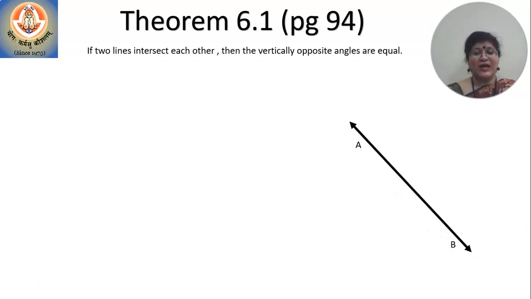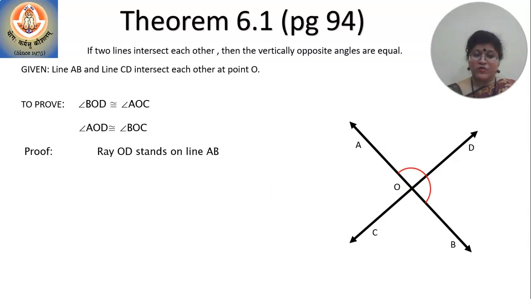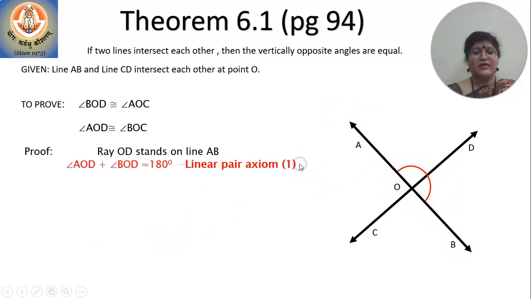So draw two lines which intersect each other at point O. So you will write what is given and you'll mention what you have to prove. Now the proof. Now you know that OD stands on line AB. So these two are angles in a linear pair. So write down linear pair axiom. And OA stands on this. I have told you this before.